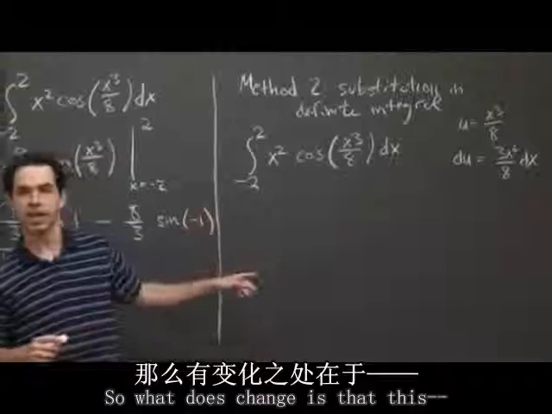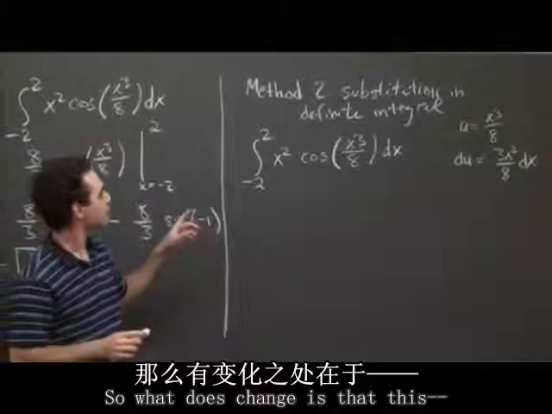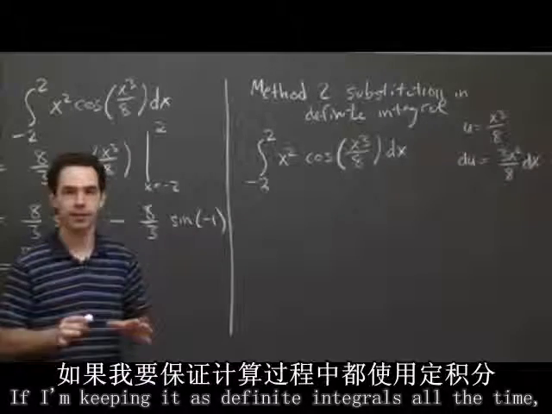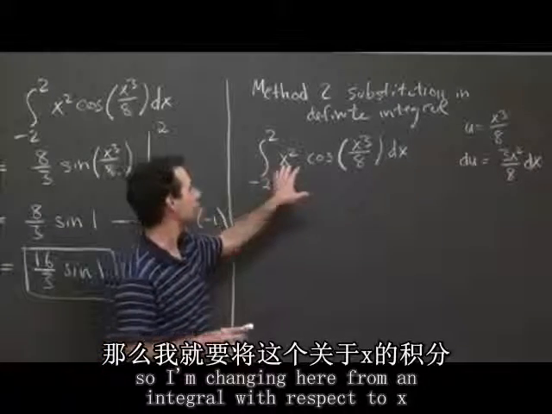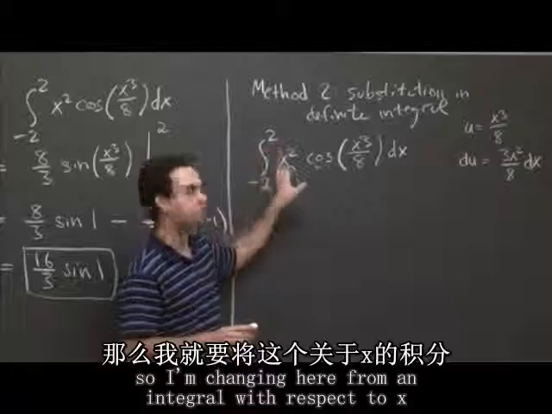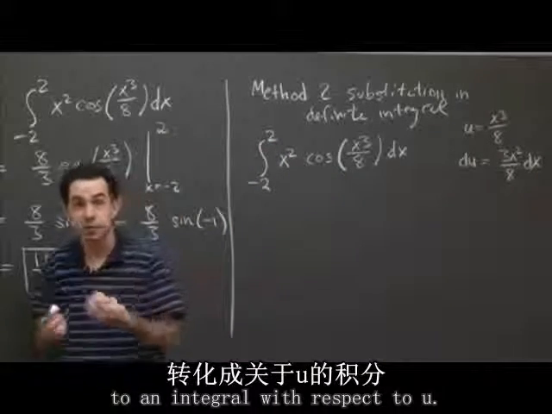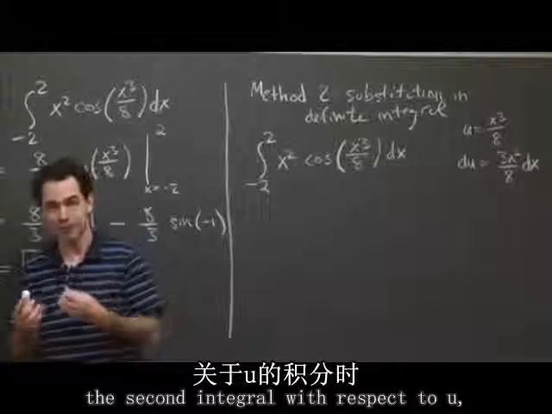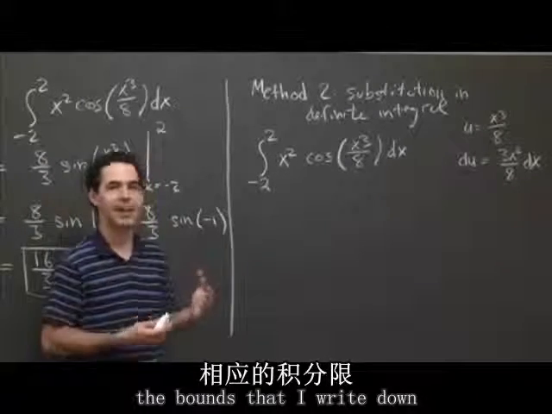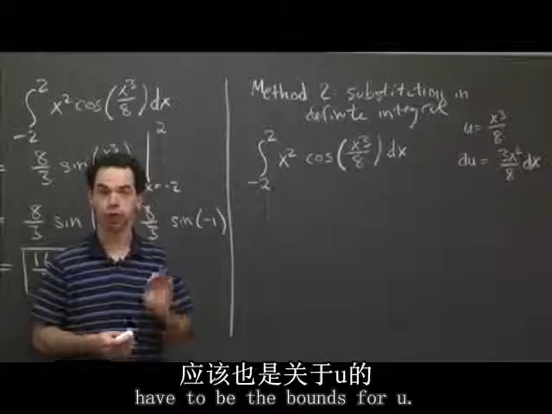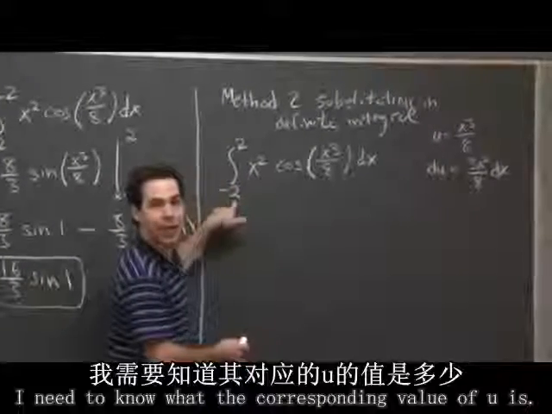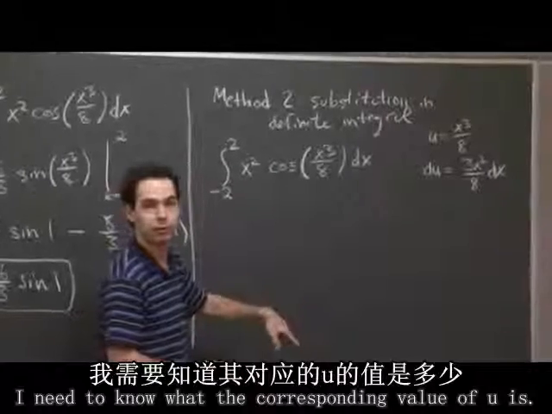What does change is that I need to change the bounds, right? If I'm keeping it as definite integrals all the time, I'm changing here from an integral with respect to x to an integral with respect to u. And so when I write down the second integral with respect to u, the bounds that I write down have to be the bounds for u, not for x. So when x is equal to minus 2, I need to know what the corresponding value of u is.